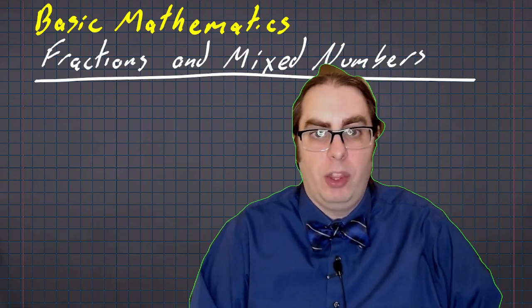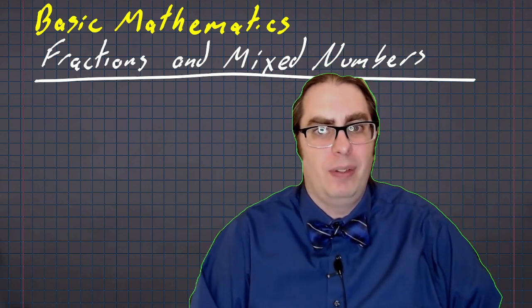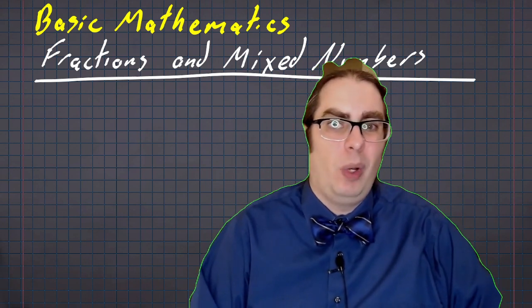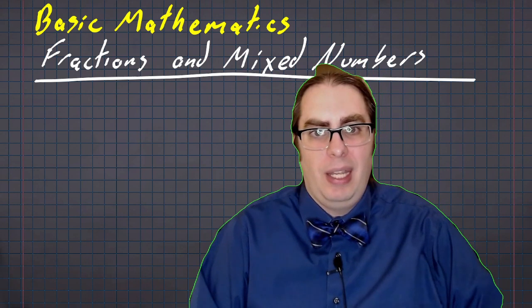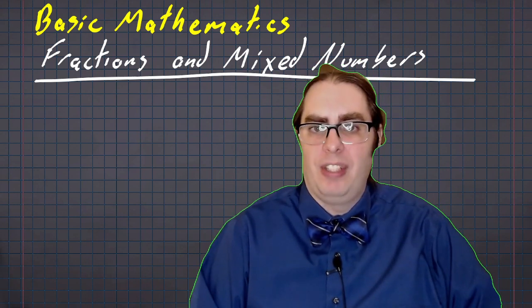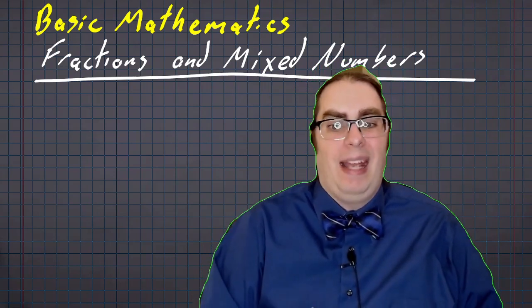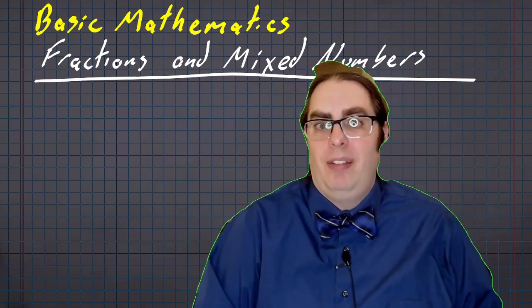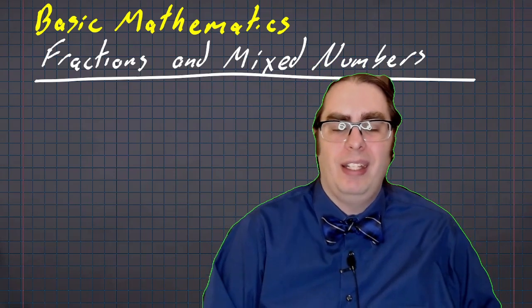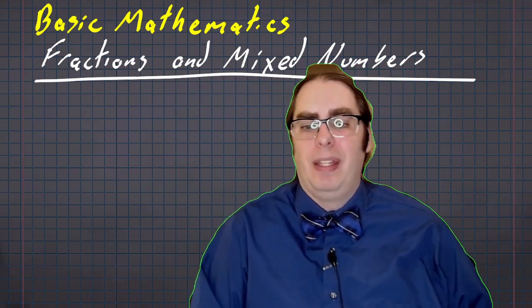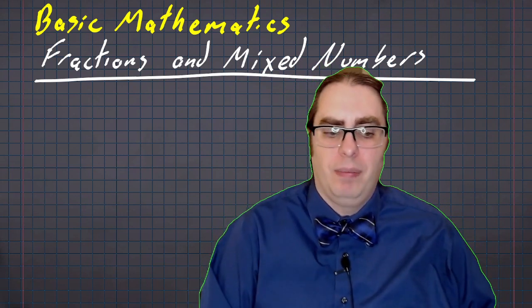21 divided by 3 is 7. 21 divided by 4 doesn't quite work out. And that's where fractions come in. They allow us to represent 21 divided by 4 as a number. We claim that there is a number which is the solution to that. It's just not a whole number. It is a rational number, something that was written as a fraction.